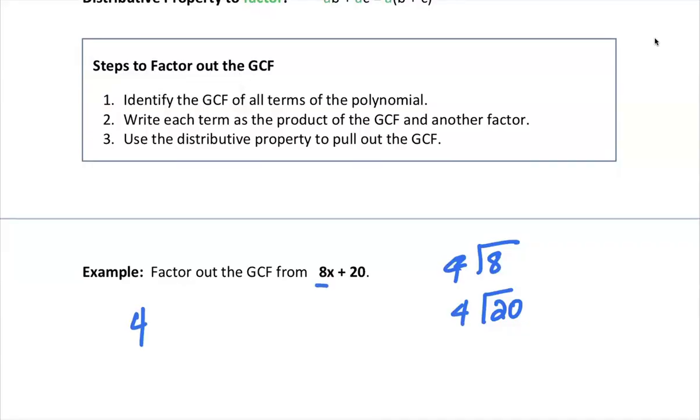And do they both have an x? No. So x cannot be part of the GCF. So the GCF on this one is just a number. It's 4. And I want to write this a specific way.